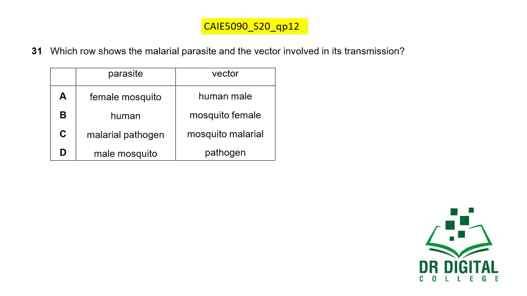In this question, which row shows the malarial parasite and the vector involved in its transmission? You know, the parasite for malaria is the malarial pathogen. Female mosquito is not the parasite, human is not the parasite, and male mosquito has nothing to do with malaria. Only malarial pathogen is the parasite and the vector is the mosquito. Malarial mosquito is the vector. Anopheles mosquito, female of Anopheles mosquito is the vector for this. So answer for this question is C.